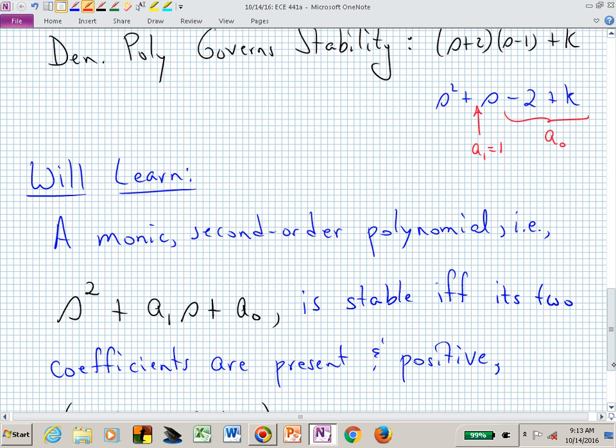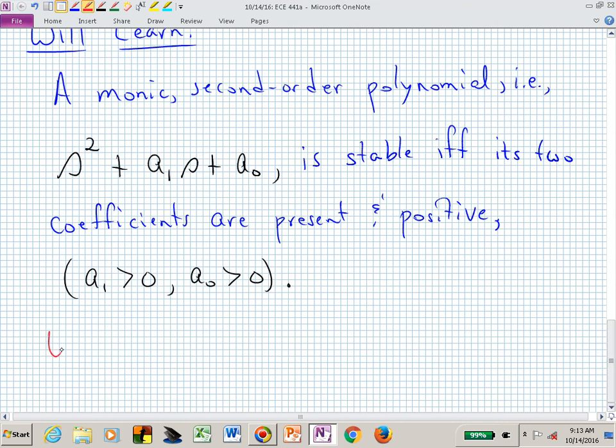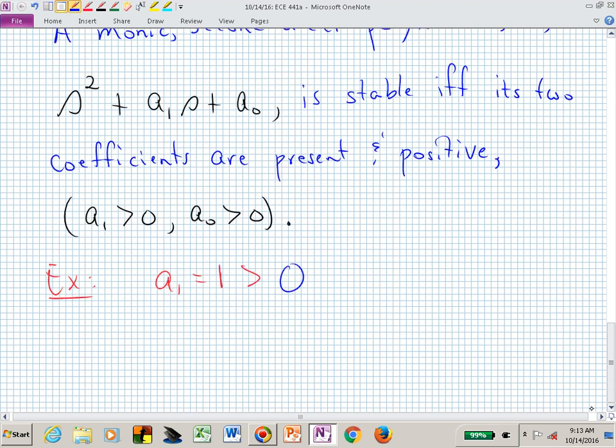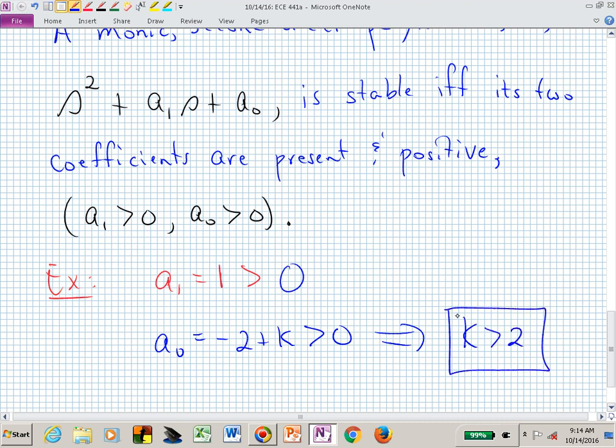So now what we want to do with those two identified from our example, we now want a sub 1, which is 1, to be bigger than 0 in order to be stable. And 1 is positive, so we're good there. Then we need to look at a sub 0, which we've now seen as minus 2 plus k, and we want that to be bigger than 0. And now we have an inequality that involves k, and we can solve that for k to conclude that for that system to be stable, we need to crank up the gain k to be bigger than 2.